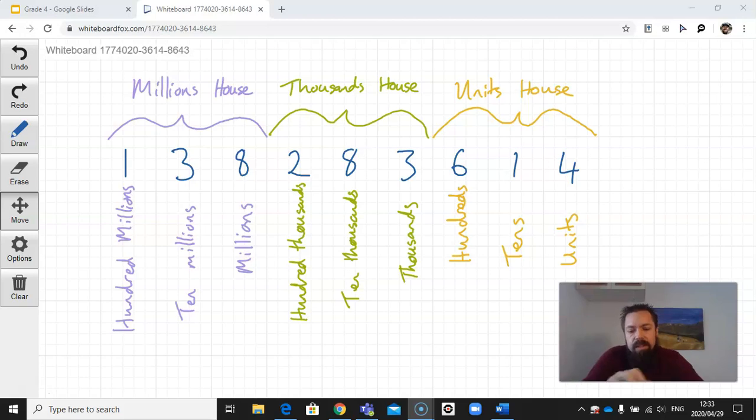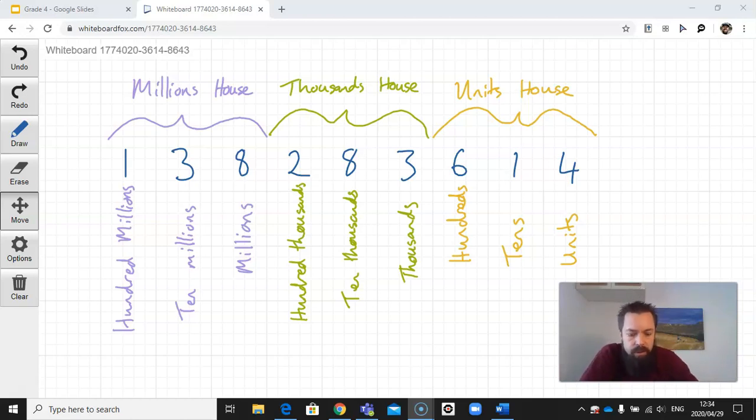So I've found that children struggle to read out or say the names of big numbers, and because they can't say them, they struggle to write them in words. And what I've also found is that when we think of them as being in houses, it becomes a lot easier for us to say the number and then to write the number.